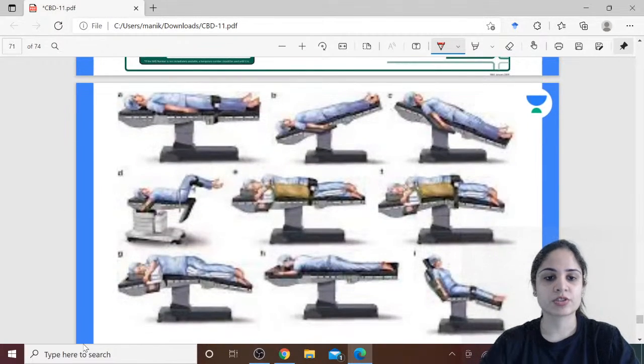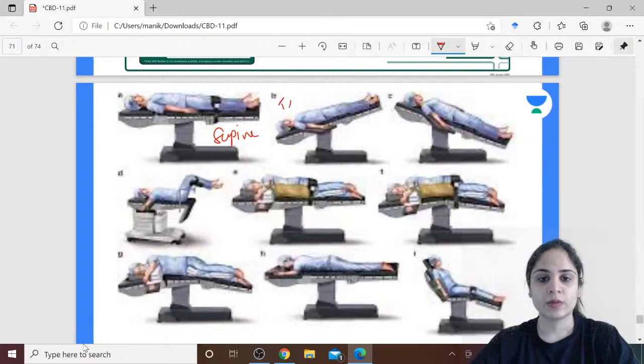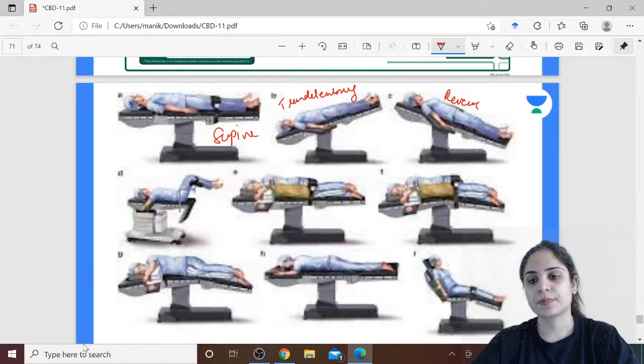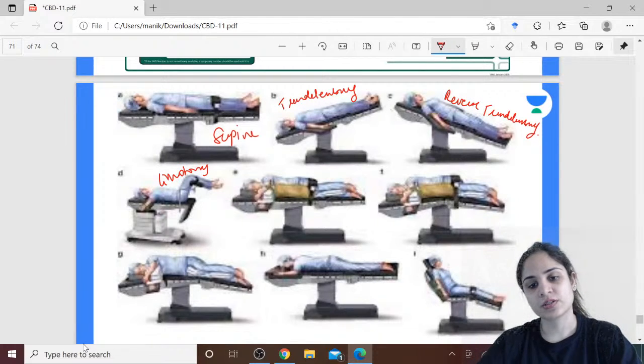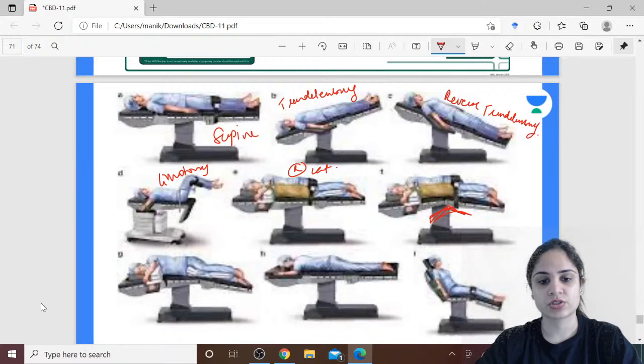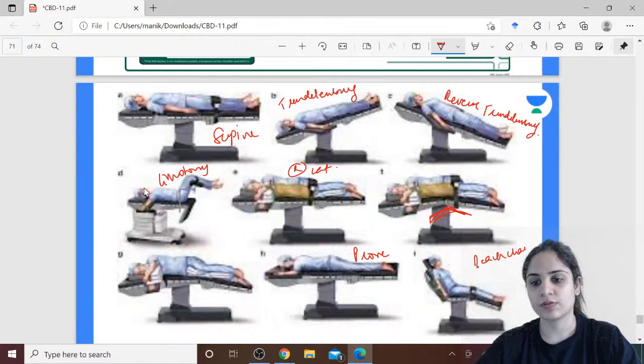Okay, now all the positions, all of you know the positions. I am quickly just telling you. Supine; when the head is down, it is called Trendelenburg. When the head is up, it is called reverse Trendelenburg. This comes very often in the exam, that's why I'm just revising with you all quickly. Then this is lithotomy position. This is lateral position. Right side is down, so this is right lateral position. This is right lateral position with a break. This is called kidney position. Then this is your prone position, and this is your beach chair position or your Fowler's position.